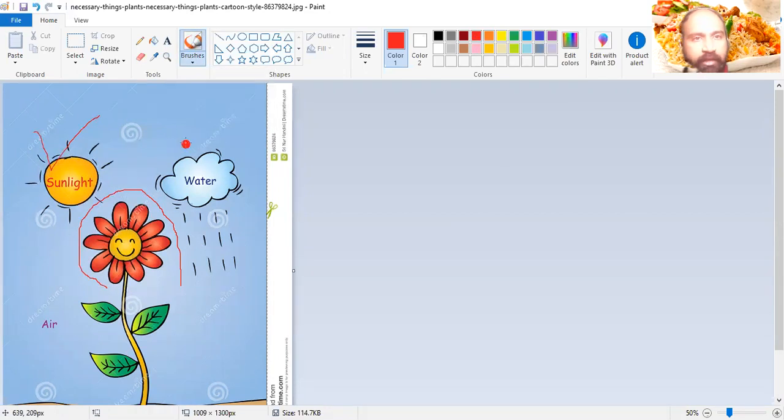And it definitely needs water also, right? It needs sunlight and water, isn't it? Now sunlight is one of the major sources for it. How do plants prepare food?